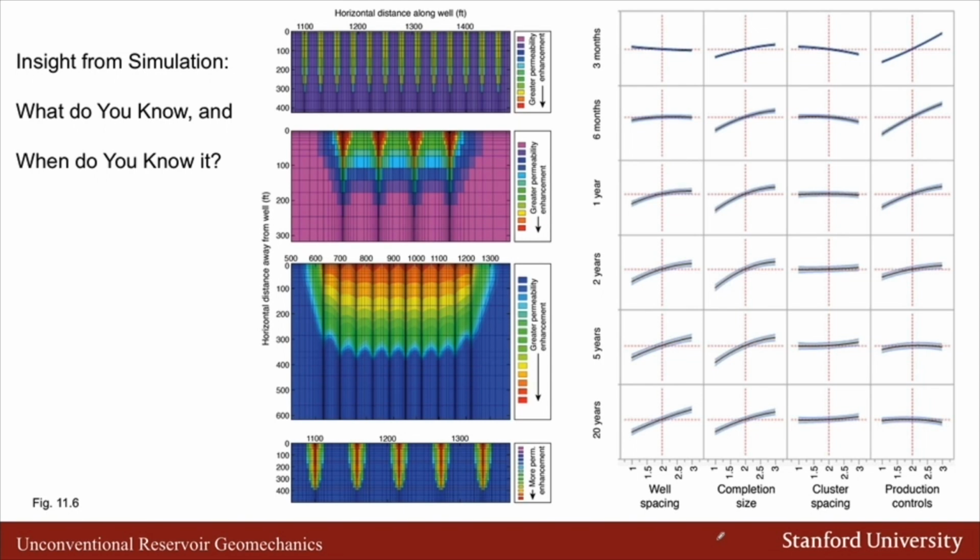Completion size is kind of similar. It's kind of hard to tell what's going on. There's a little bit of a signal in the first few months, but it becomes more evident with longer time. With respect to cluster spacing, in the models they did, it doesn't seem to matter very much over different time periods. But of course, they're varying lots of things at various times.